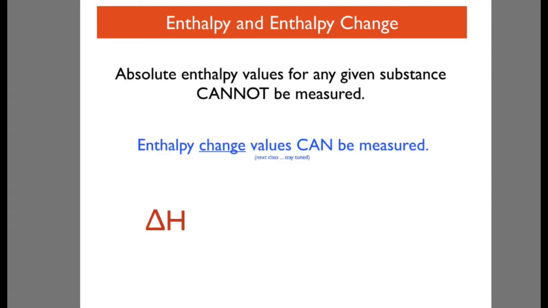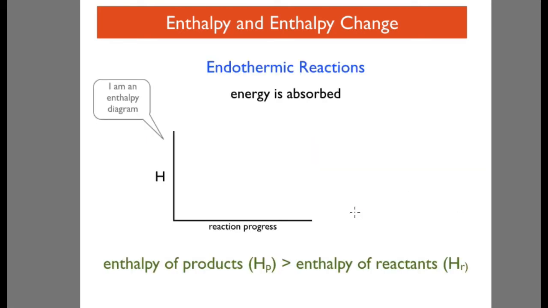The absolute enthalpy values for any given substance can't be measured. You can't measure an absolute value of enthalpy, but you can measure enthalpy change. The enthalpy change of reaction would be the enthalpy of the products minus the enthalpy of the reactants. You can see here an enthalpy diagram, and you'll become very accustomed to these things. You've got time along the bottom, which is written as reaction progress. You have enthalpy on the y-axis.